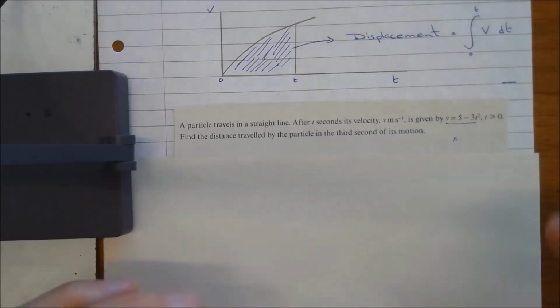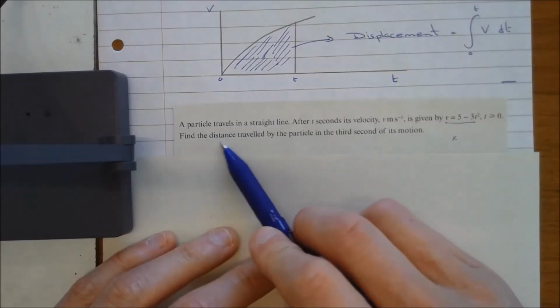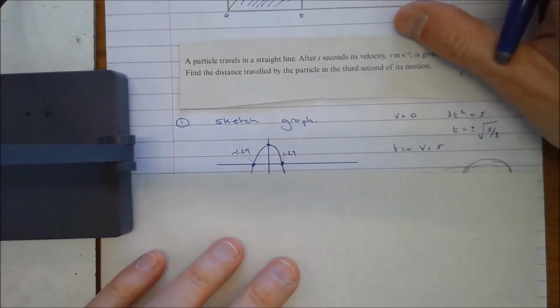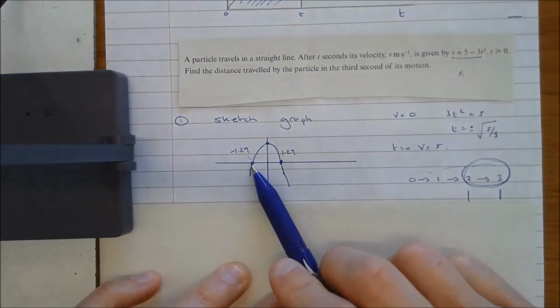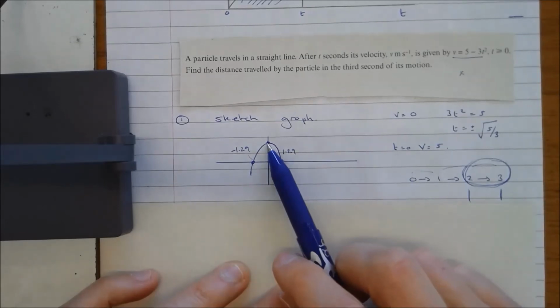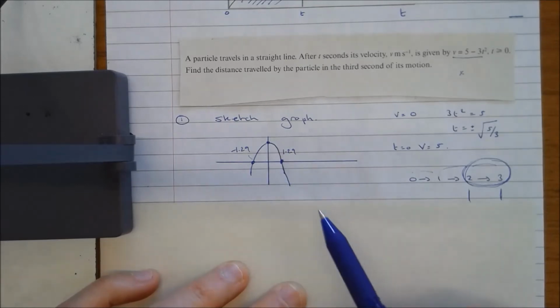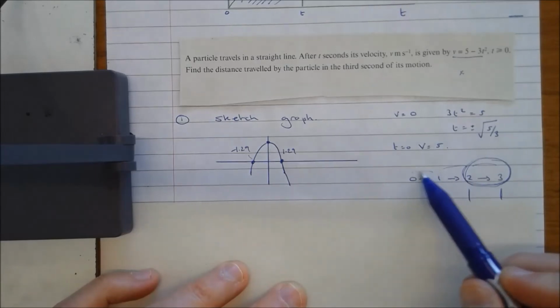So let's sketch the graph first. So the usual practices. I've found that the solutions are minus 1.9 and plus 1.29, and we have a maximum here of 5. It's a negative quadratic. Now the distance travelled by the particle in the third second of its motion, so this is the first second, this is the second second, this is the third second. So I know I'm going to be integrating between the limits 2 and 3. So I'm looking for this. And although it's going to be a negative displacement, we just want the distance, so we'll just convert that into a positive value.